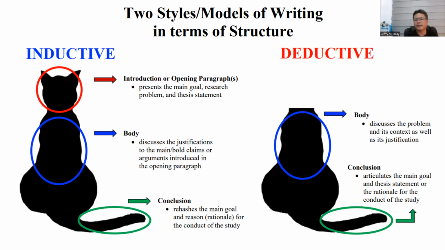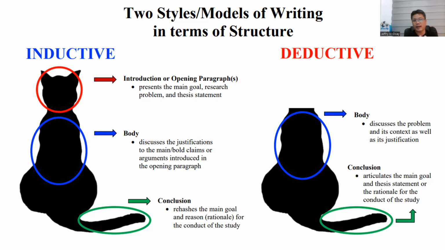The deductive style of writing, on the other hand, has the model of a sitting cat without the head. As I explained in part 2 of this series of video lectures on how to write the background of the study, this is a bit difficult because, as you can see, we don't have the head of the cat here.